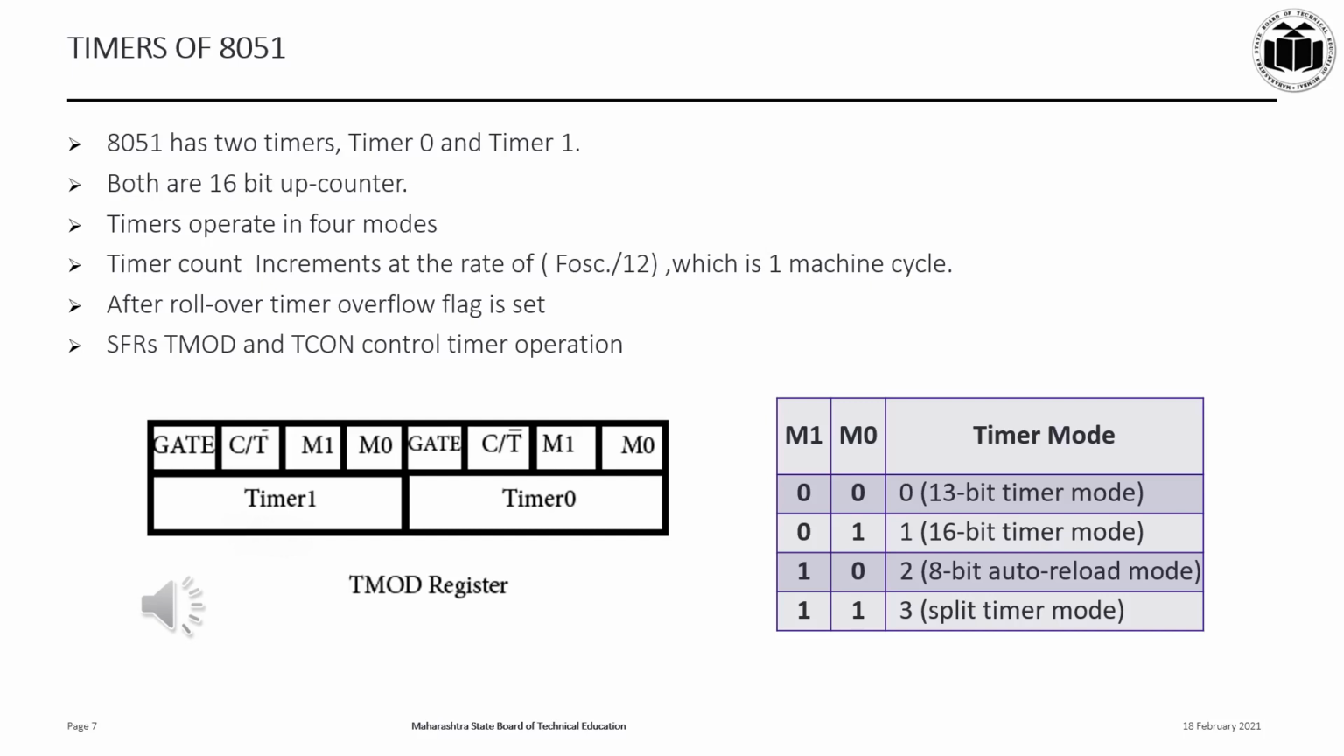Here in the figure, you can see the TMOD register format. The upper 4 bits of TMOD register control timer 1 operation, and lower 4 bits of TMOD register control timer 0 operation. You must have learned in Unit 3 that the gate bit is always kept 0. The C/T bar bit decides whether you want to use it as counter or timer. So to use it as a timer, we keep the C/T bar bit 0. M1 and M0 bits depend upon the mode in which you want to operate the timer.